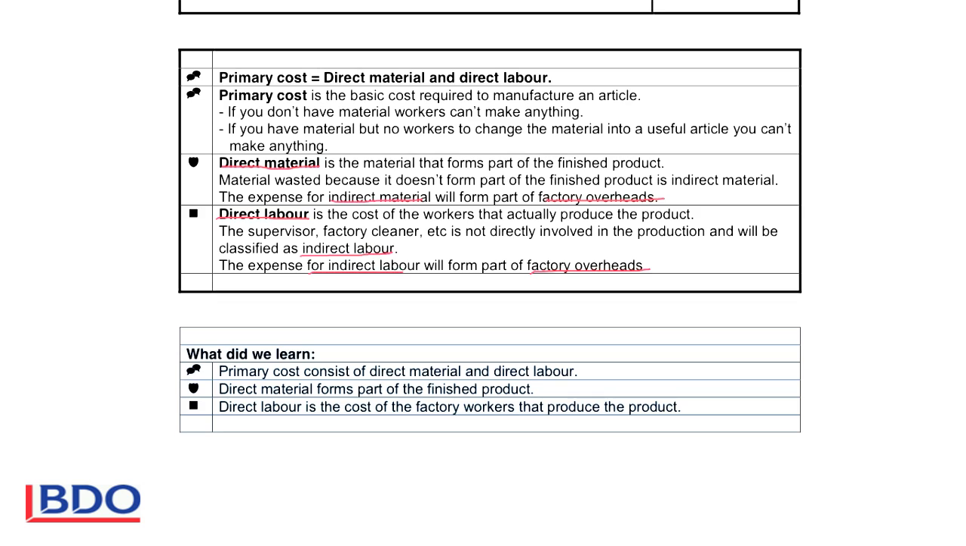So what did we learn today? Primary costs consist of direct material and direct labor. So it's the material that goes into the dress and the people who sit and make the dresses. That's the direct material and direct labor. Direct material forms part of the finished goods. Direct labor is the cost for the factory workers that produce the articles. The indirect material that falls off on the sides that doesn't form part of the dress, and the other expenses to pay for labor that's not involved in making the dresses, will be classified as factory overheads.